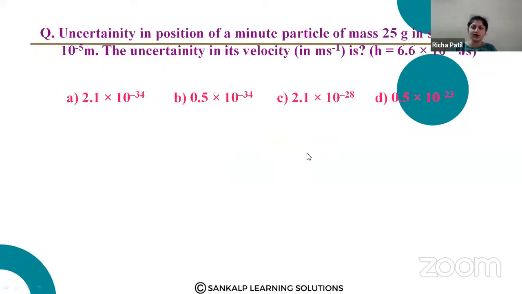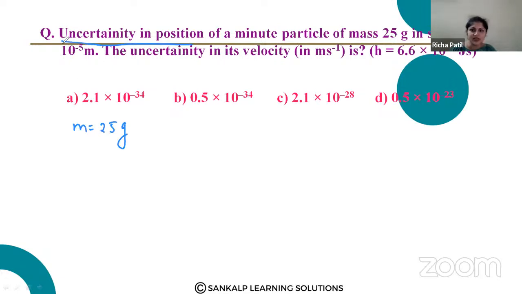So based on this, we'll solve some problems. What is the question? Uncertainty in position of a minute particle of mass 25 grams in space is 10 raised to minus 5 meter. The uncertainty in its velocity in meter per second is? Here h is Planck's constant, given by 6.6 into 10 raised to minus 34 joule second. First we'll write the given quantities. Mass is given, 25 gram.